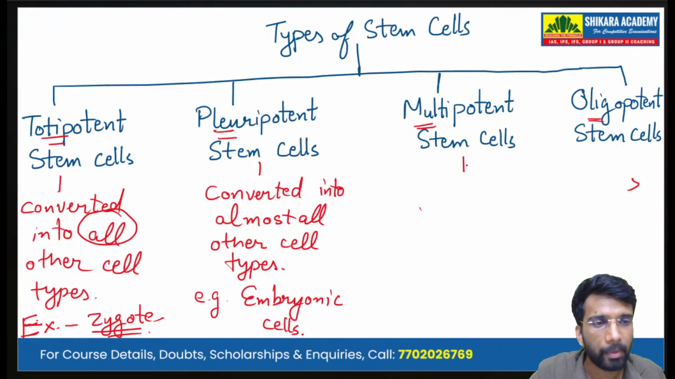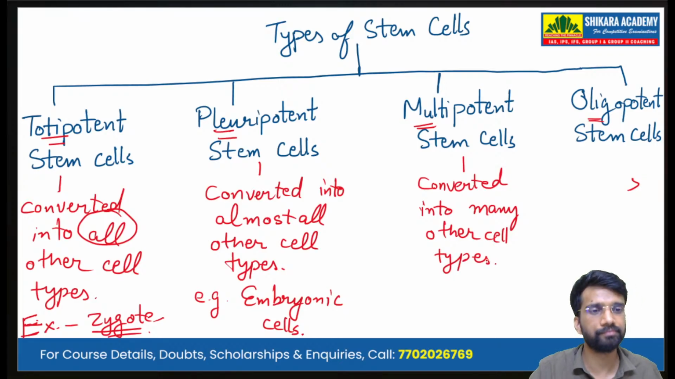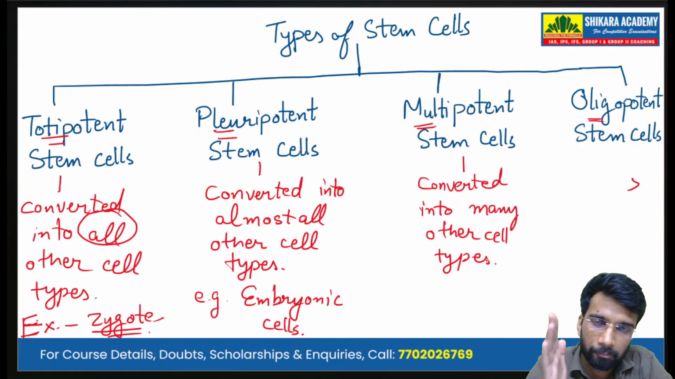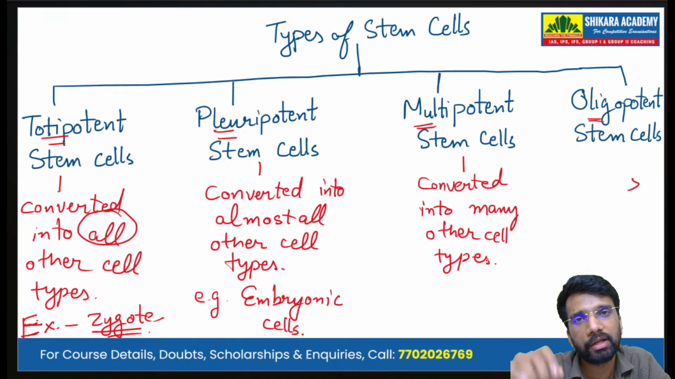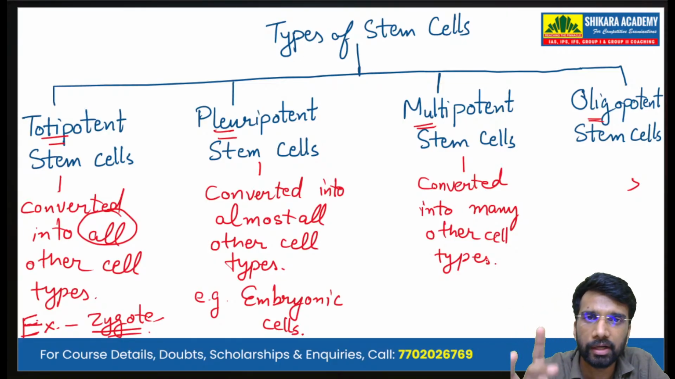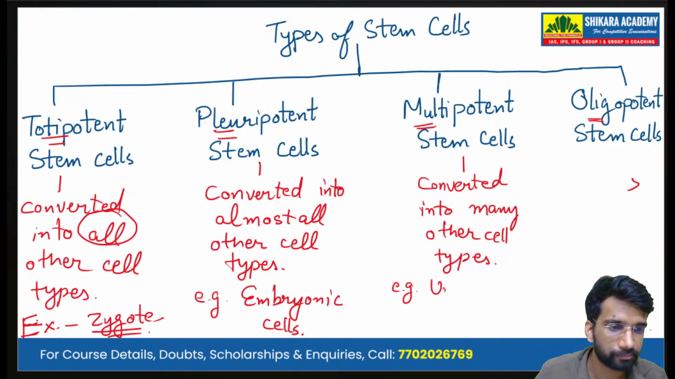Then we have the multipotent stem cells. The multipotent stem cells can be converted to many other cell types. So the potency is decreasing. Totipotent all, pluripotent almost all, multipotent many. So the multipotent stem cells can be converted to many other different cell types. Now, example here being the umbilical cord cells.